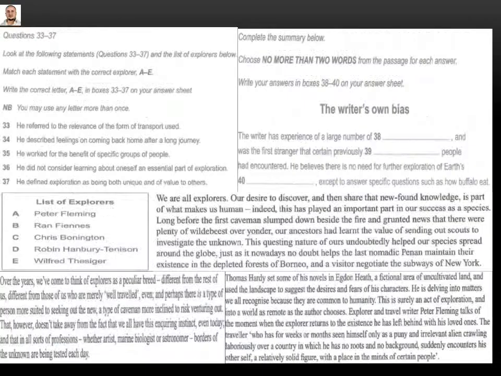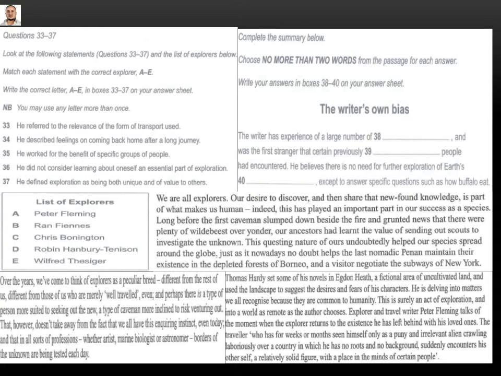Okay, let's move on to a new question. 33 to 37 says, look at the following statements, questions 33 to 37, and the list of explorers below. Match each statement with the correct explorer, A to E. Write the correct letter A to E in boxes 33 to 37 on your answer sheet. Nota bene, you may use any letter more than once. Nota bene, which means you may use any letter more than once.